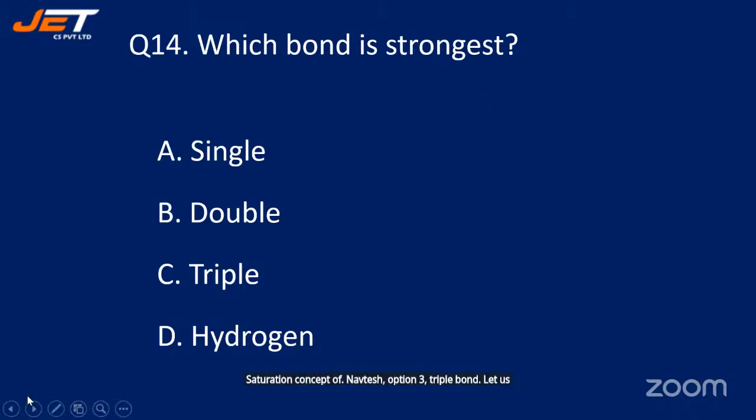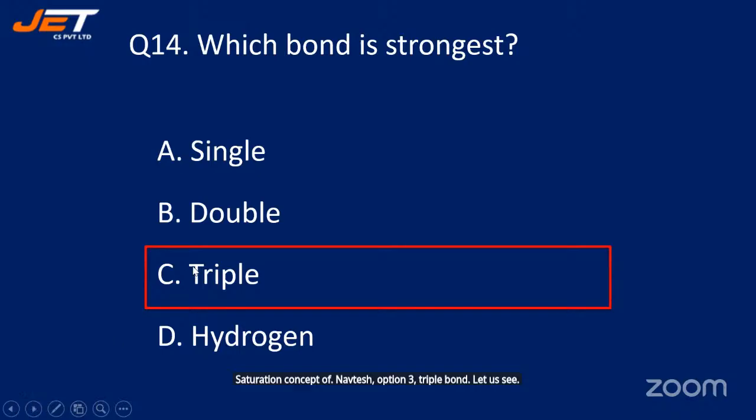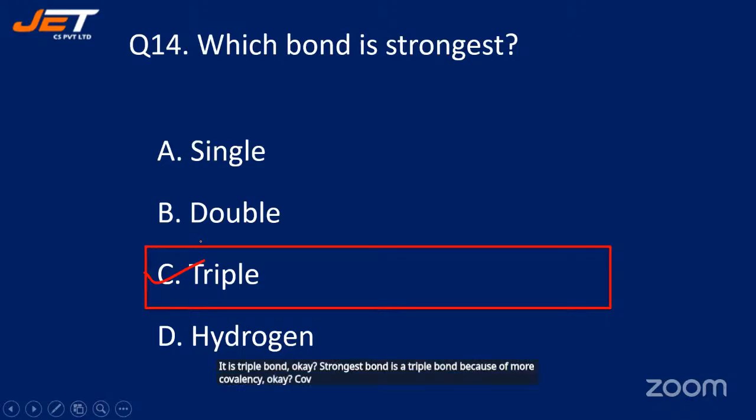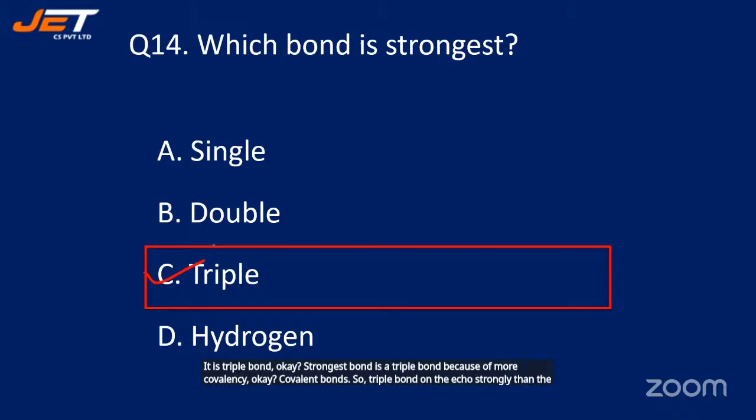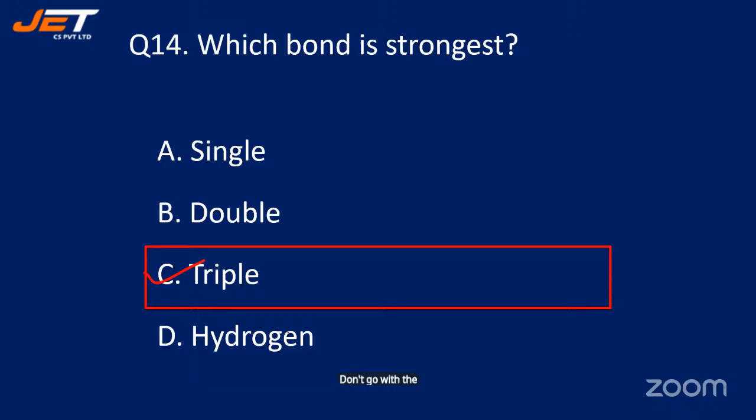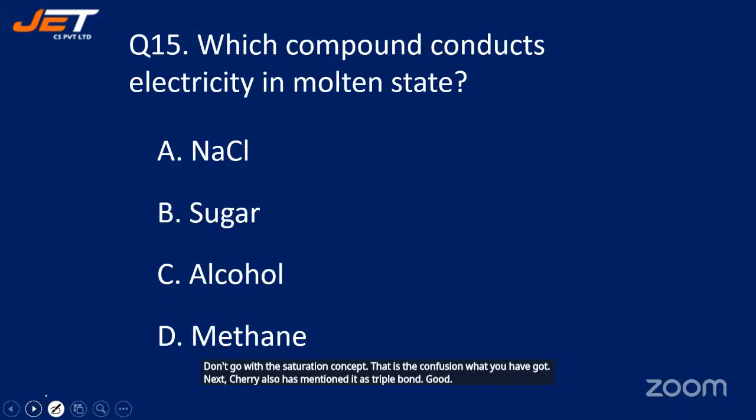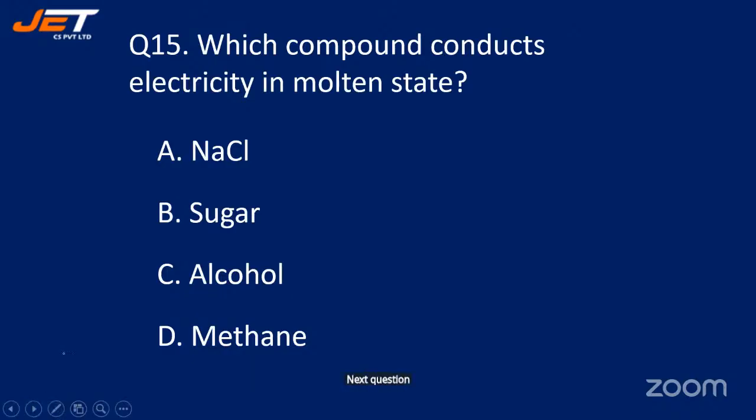Let us see. It is triple bond. Okay, strongest bond is the triple bond because of more covalency. Okay, covalent bonds కదా ఆ మూడు కూడా. సో ట్రిపుల్ బాండ్ అనేది ఎక్కువ స్ట్రాంగ్ గా ఉంటుంది దాన్ ద సింగిల్, డబుల్ ఆర్ హైడ్రోజన్ బాండింగ్. ఓకే, దీస్ ఆర్ వీక్ బాండ్స్. డోంట్ గో విత్ ద సాచురేషన్ కాన్సెప్ట్. దట్ ఈస్ ద కన్ఫ్యూజన్ వాట్ యూ హ్యావ్ గాట్. నెక్స్ట్, చెర్రీ ఆల్సో హ్యాస్ మెన్షన్డ్ ఇట్ as triple bond. Good. Next question.